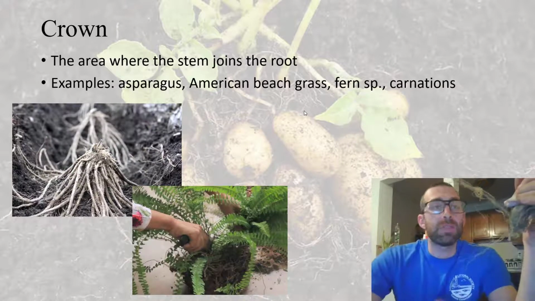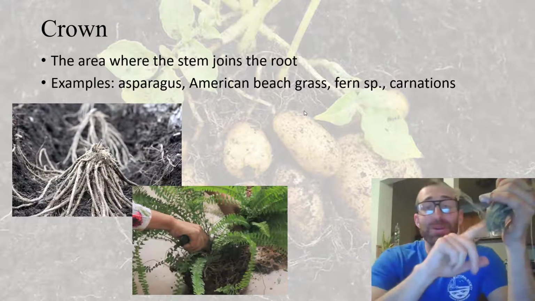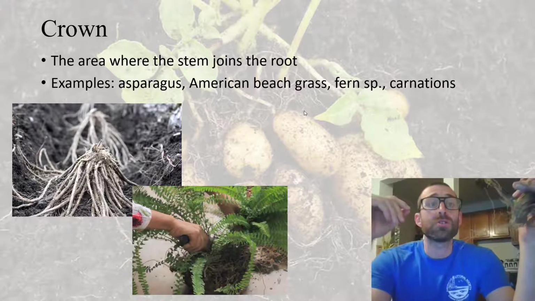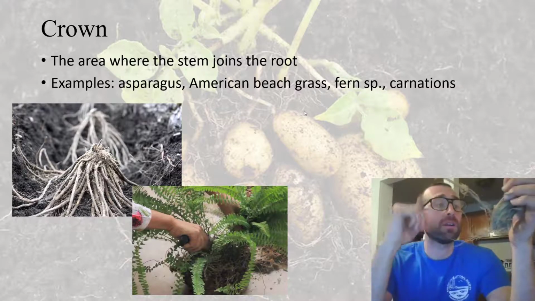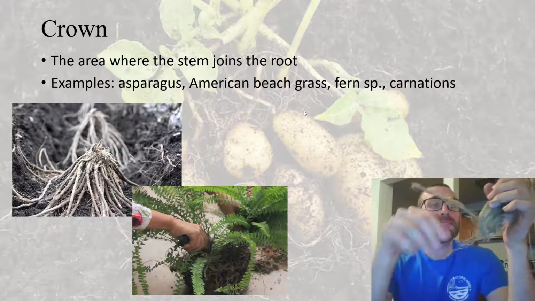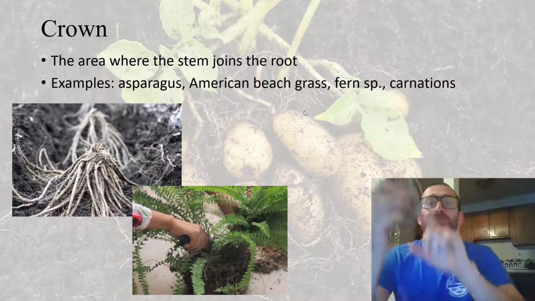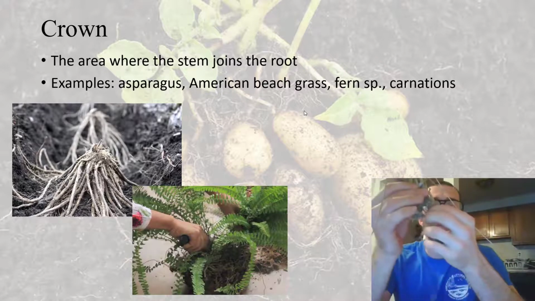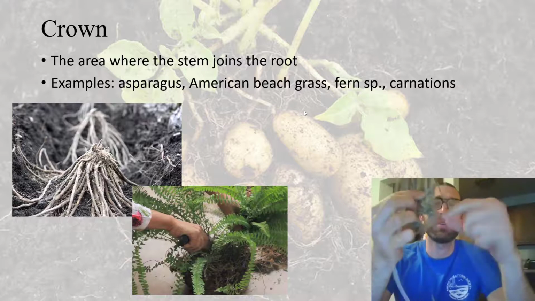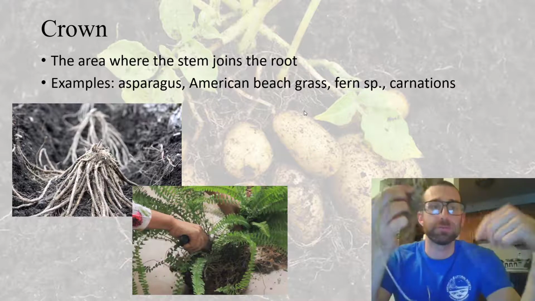Now, this beach grass is also going to help us illustrate crowns. So the crown, when we're talking about it in regards to propagation here, is the area where the stem of our plant joins the root, right? So this location right here would be the crown, where our stems are joining the root.